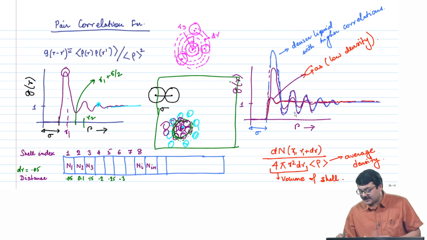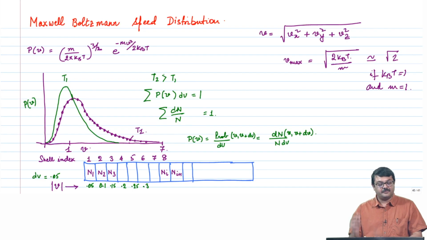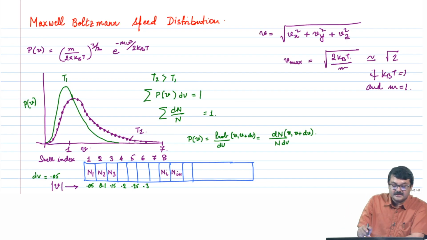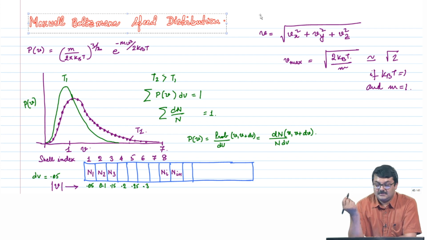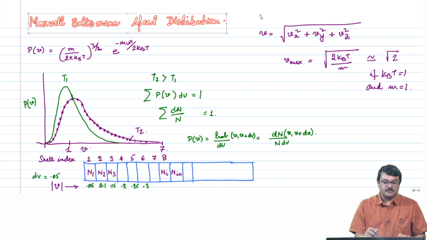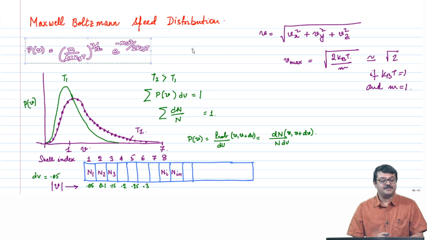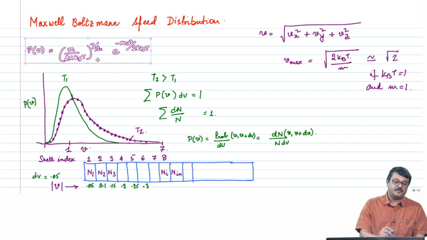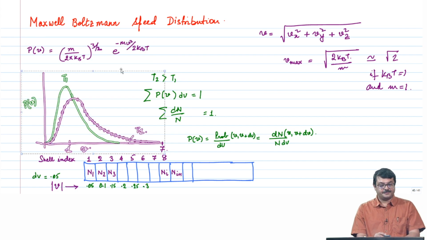Okay. So, what about the next quantity? If you have understood how to calculate the pair correlation function, then calculating the Maxwell-Boltzmann speed distribution should be a cakewalk, because in the Maxwell-Boltzmann speed distribution, the probability density function P(v) has this form, which you can check from your statistical mechanics book, and if you plot it, this is how it looks.